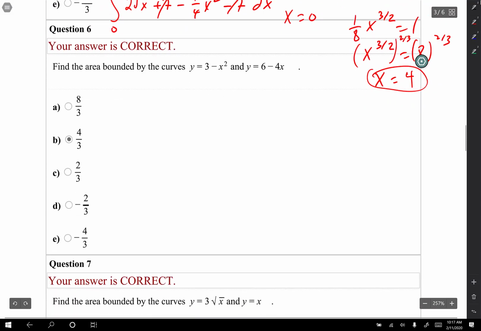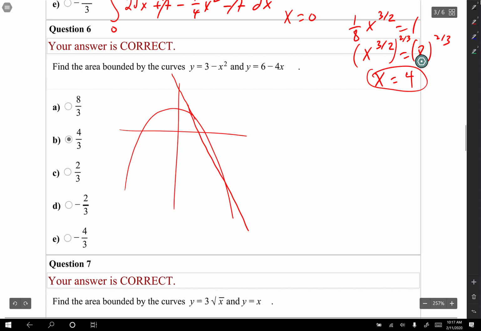Find the area bounded by the curves 3 minus x squared and 6 minus 4x. So this curve is going to look something like this. And then that linear line, remember, negative slope, is going to look something like that. So we care about this region. And actually the parabola is what's on top and the linear line's on bottom. So let's find out where these are equal: 3 minus x squared equals 6 minus 4x. This is not to scale, by the way, but this region is going to look like that.